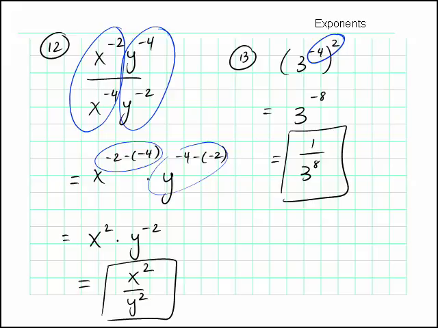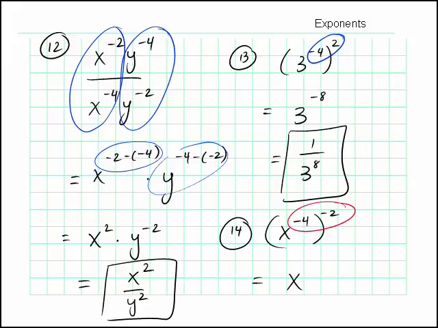Number 14, which I can squeeze in here. It's rather short. X to the negative 4 to the negative 2. That is where I multiply my exponents together. So that is x to the positive 8. Negative 4 times the negative 2 is a positive 8. And that's all you can really do with that one.